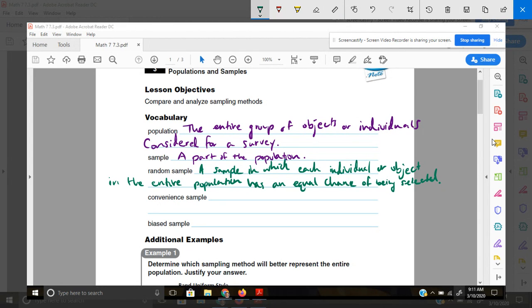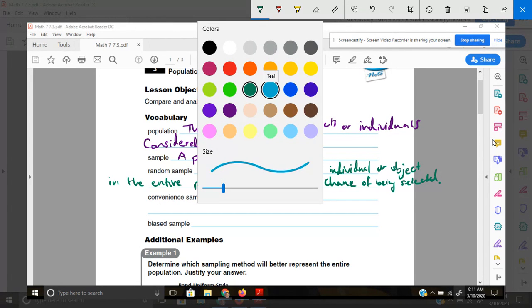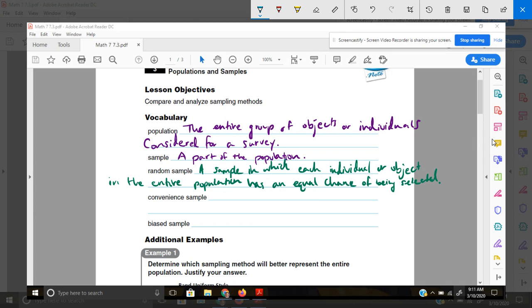A convenience sample isn't really a good measure of data. It's going to start off the same way: a sample in which each individual or object in the entire population is picked based on being readily available.